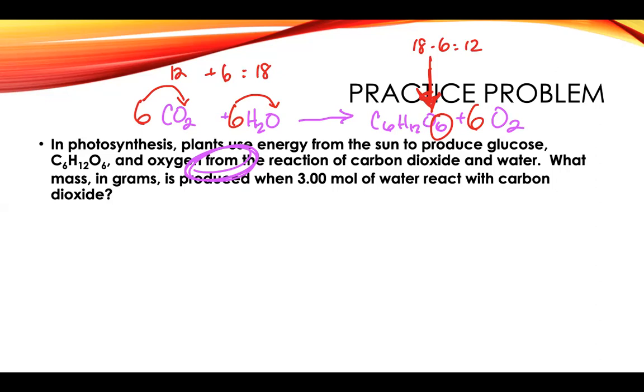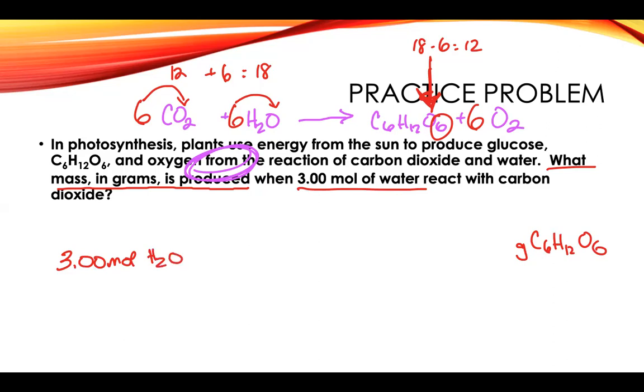Now it's asking, what mass in grams is produced? Glucose. Yes, it's referring to glucose. So I have grams C6H12O6 when 3 moles of water. So over here, I've got 3.00 moles of water.